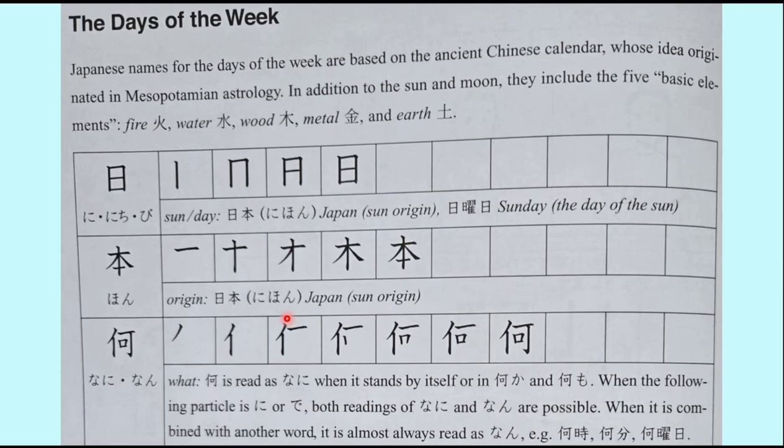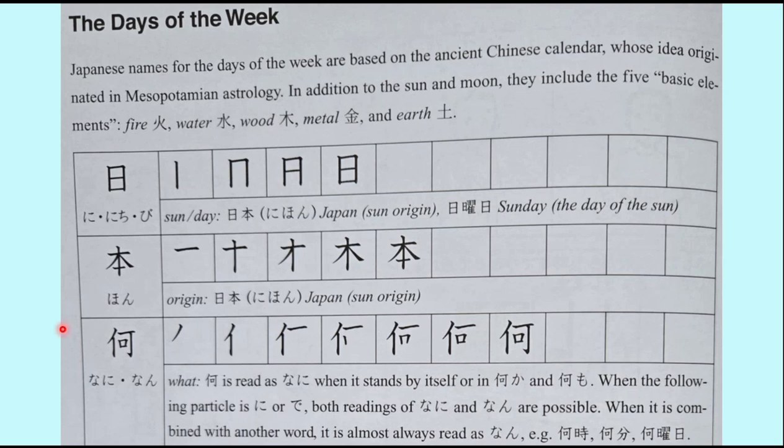So we begin with the days of the week. Japanese names for the days of the week are based on the ancient Chinese calendar, whose idea originated in Mesopotamian astrology. In addition to the sun and moon, they include the five basic elements: fire, water, wood, metal, and earth. So in the Indian system or in any other system, the 7 days of the week are based on the seven celestial bodies of the sky. But in Japanese system, like the Chinese and the Mesopotamian astrology, they use the elements of nature, the five elements of nature, along with the sun and the moon as the celestial bodies.